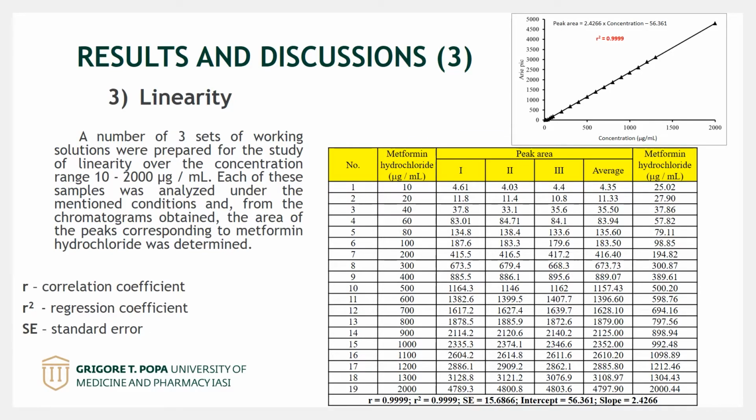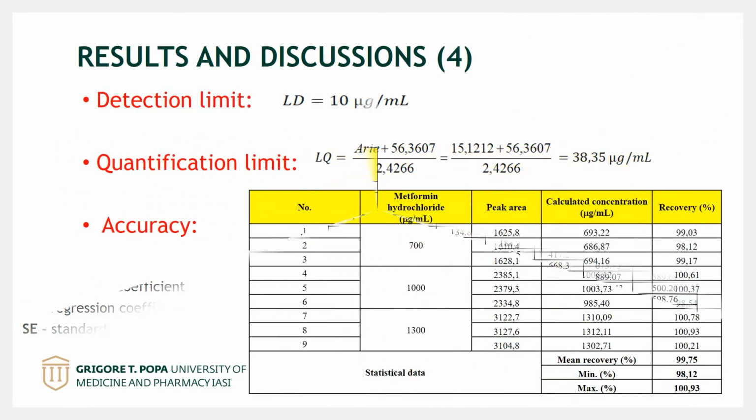Because both the correlation coefficient and the regression coefficient have values very close to unity, it can be stated that in the range 10 to 2000 micrograms per milliliter, the developed method has a high degree of linearity. The limit of detection is 10 micrograms per milliliter, and the limit of quantification is about 38 micrograms per milliliter. The data obtained regarding the accuracy of the method can be found in the table on the slide.